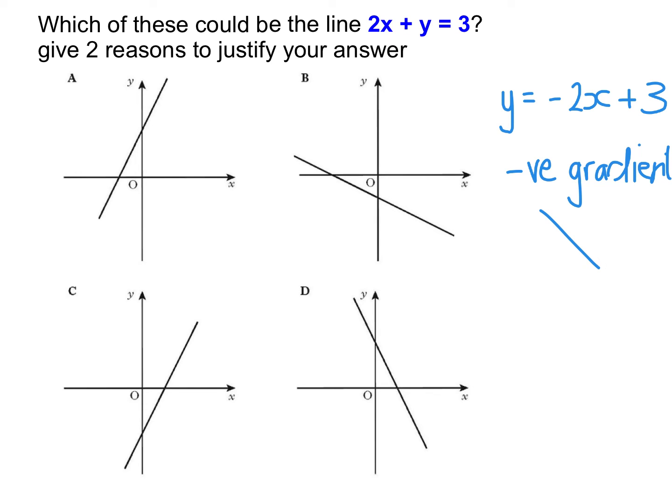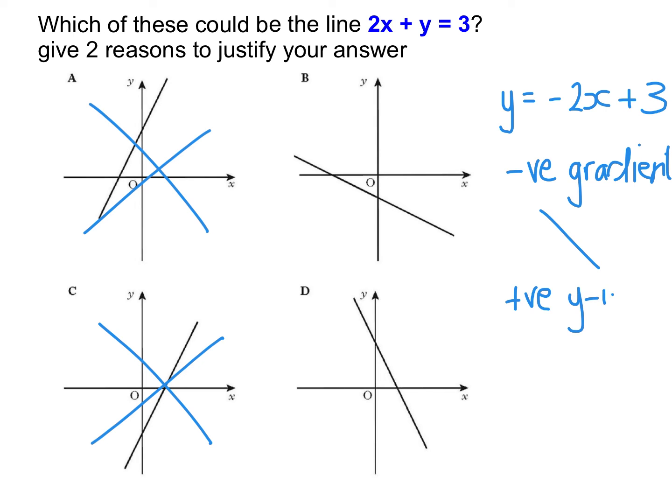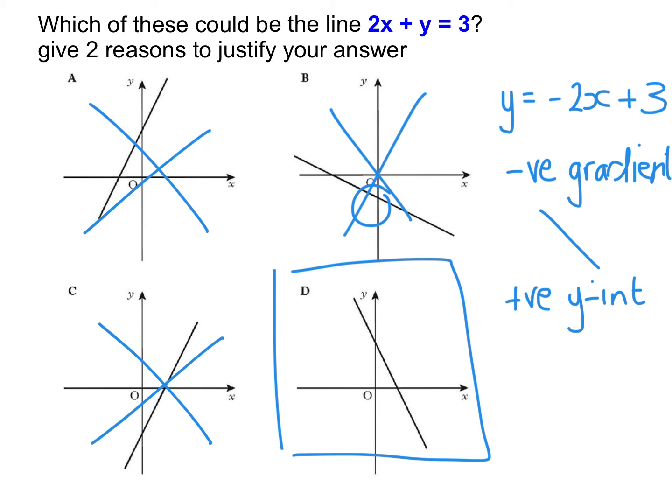So straight away I can eliminate the 2 upward sloping lines. It is not those 2. So it's one of these 2, B or D, because it's a downward sloping line. Now the plus 3 is my y-intercept, so it's got a positive y-intercept. So I'm looking for the one that cuts the y-axis in a positive place. Well, this one's in a negative place, so it's not that one. So the answer is D. And my 2 reasons would be because I'm looking for the one that's got a negative gradient and a positive y-intercept. D is the only one that suits that. That's a really good question to test your knowledge of what we're actually doing here when we're finding the equation of a straight line and what a straight line actually looks like.